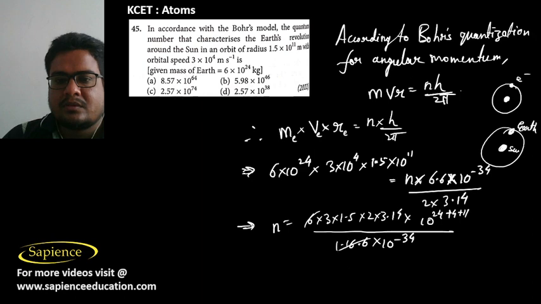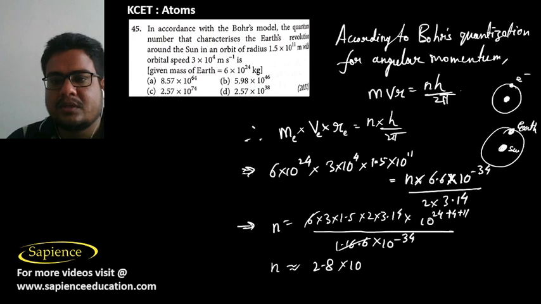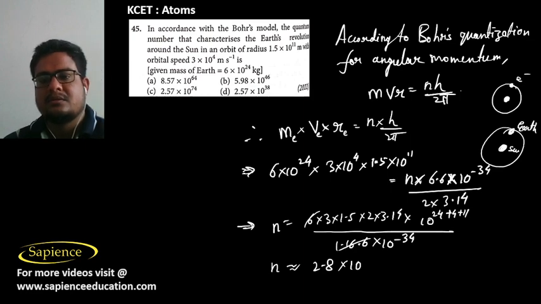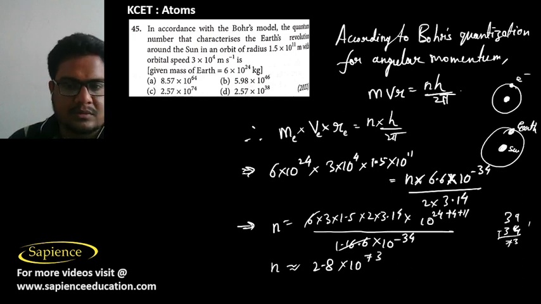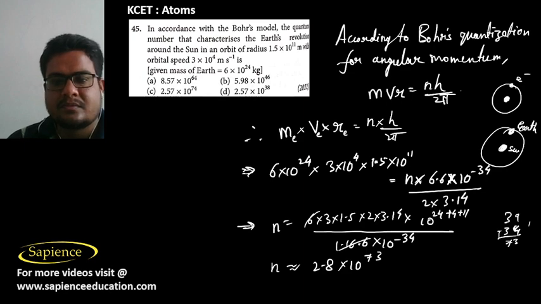This is approximately 1.1. So n is approximately 4.5 into 2, 9, 3 is 27. So this is approximately 2.8 into 10 power 28, 39 plus 34, that is equal to 73. 0.5 into 2, that is 9, is 27. So this is 28 approximately. So this is approximately 2.8 into 10 power 74.